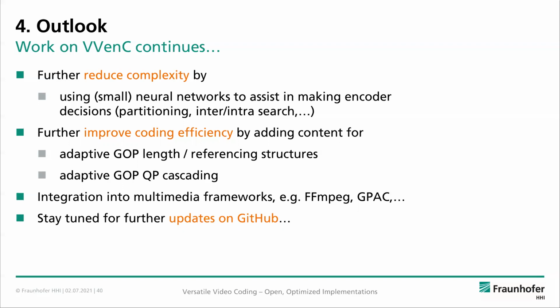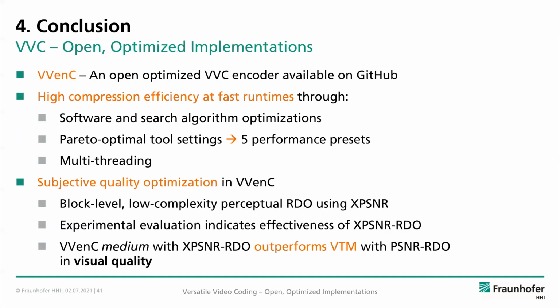We also aim to further improve the coding efficiency by adding a content dependency with some pre-analysis to determine adaptive GOP length or referencing structures, as well as an adaptive frame level QP cascading depending on the content. We will further pursue integration into multimedia frameworks such as FFmpeg and GStreamer, so you can use it in multimedia environments. So stay tuned for further updates on GitHub that we will release on a regular basis, and also stay tuned for the papers that we will publish on that in the future.